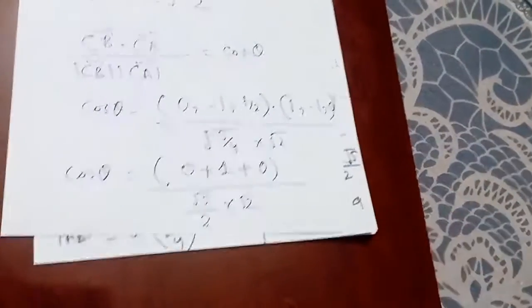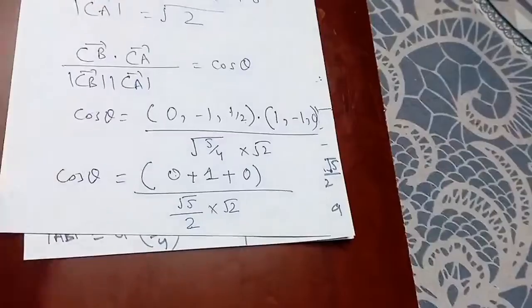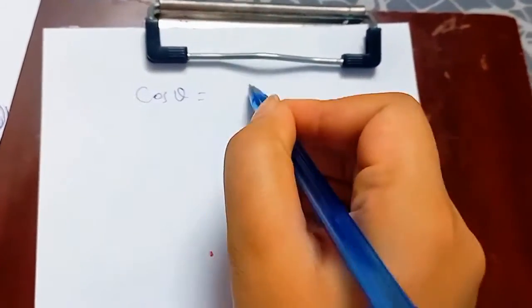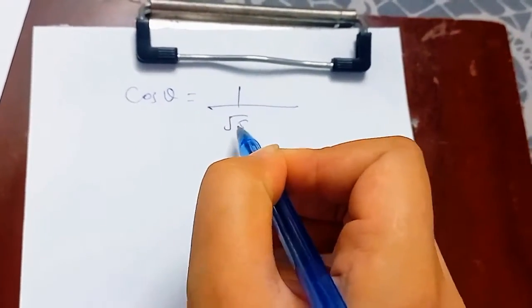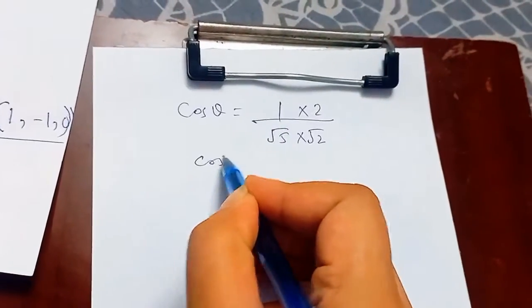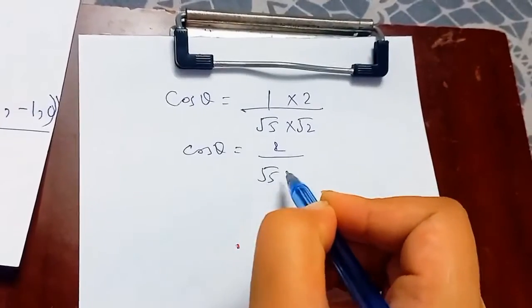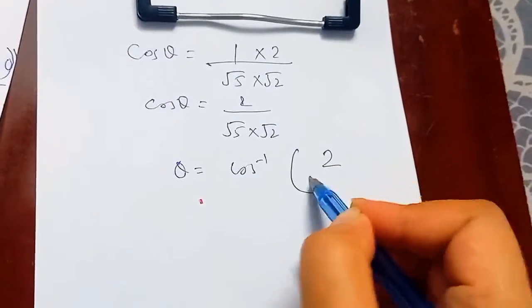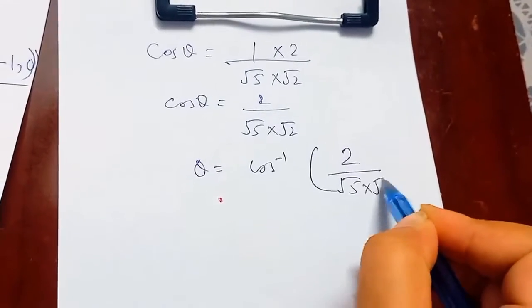Then we have, let's wait, there's another page. So we are left with cos of theta equals 1 over under root 5 multiplied by under root 2, and this 2 goes right here. It's cos theta equals 2 over under root 5 multiplied by under root 2. Theta would be equal to cos inverse of 2 divided by under root 5 into under root 2.